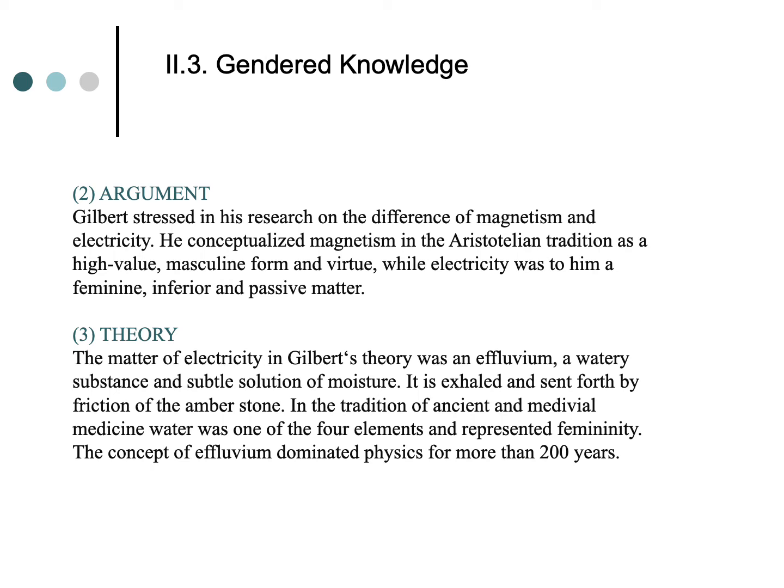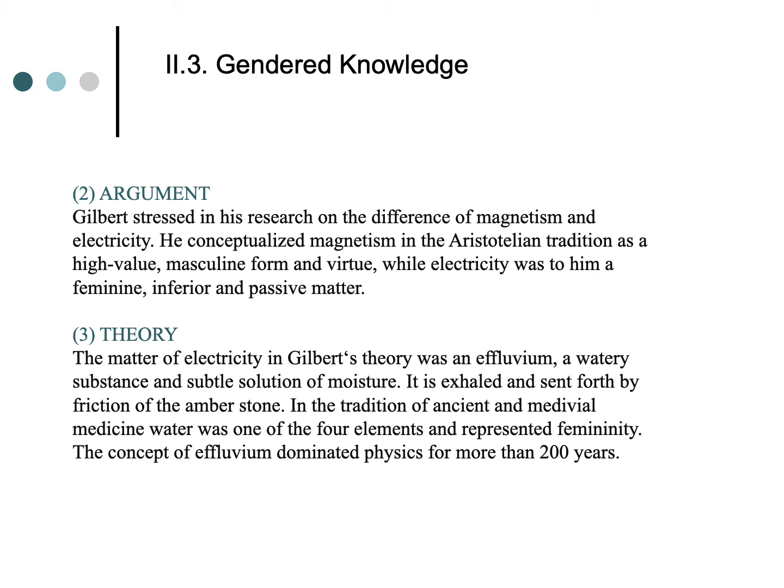And a third area where gender can be found is the theory. The matter of electricity in Gilbert's theory was an effluvium, a watery substance of subtle solution of moisture. It's a liquid that's almost not there, more a virtual liquid, and it is exhaled and sent forth by friction of the amber stone. So if you rub the amber, this effluvium, this liquid, is going out into the circles, and this can attract small particles to the amber stone.